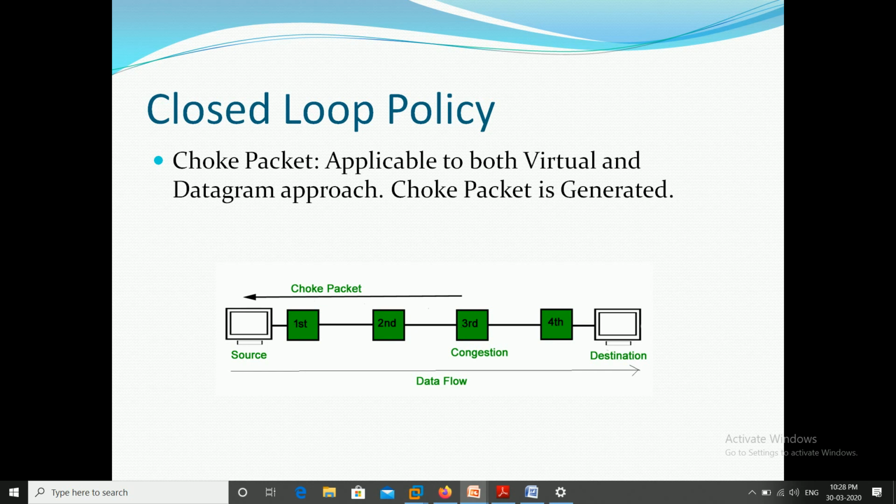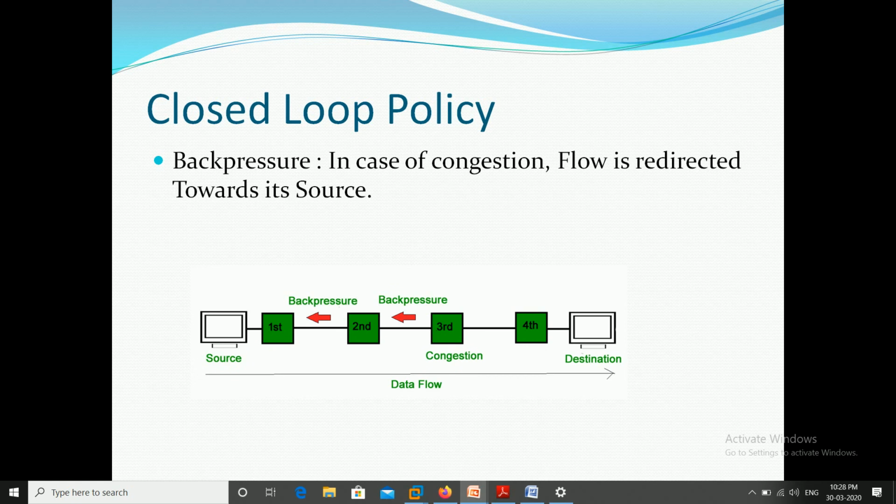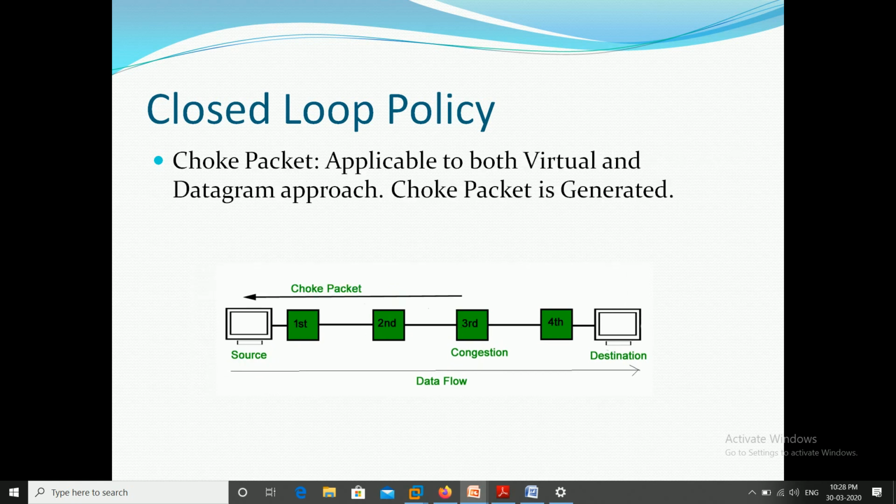As we can see in the figure, this figure is almost similar to the previous one, but there's a small difference. The data flow is obviously from left to right. Again the congestion occurs at the third node. So what will happen at the third node? It will generate a control packet, called a choke packet, to the source, to tell the source that the packet is stuck at node number 3. Then it is dependent upon the source what they will do, right?